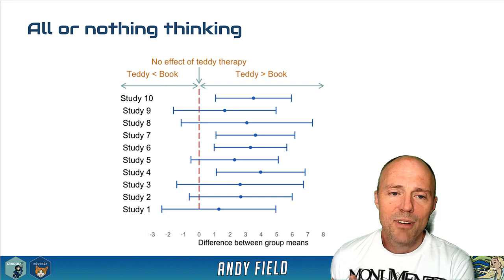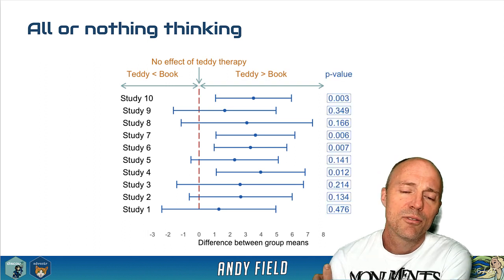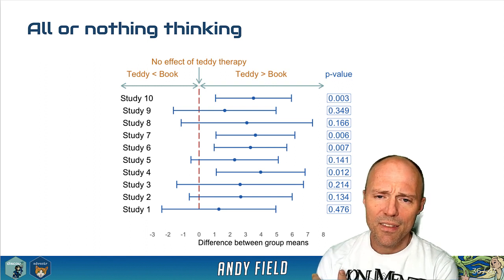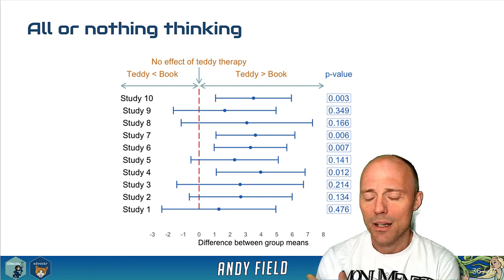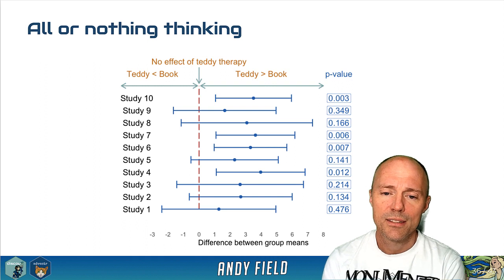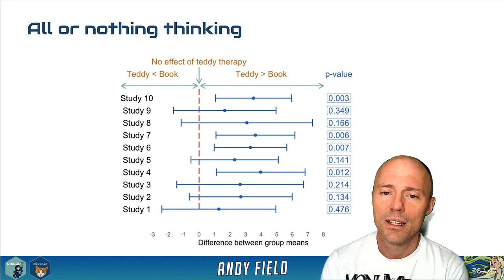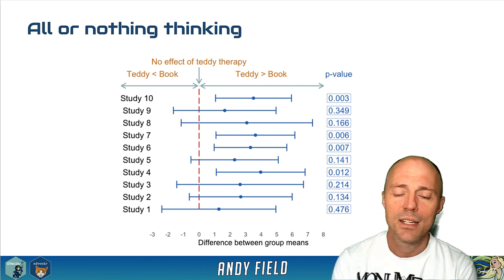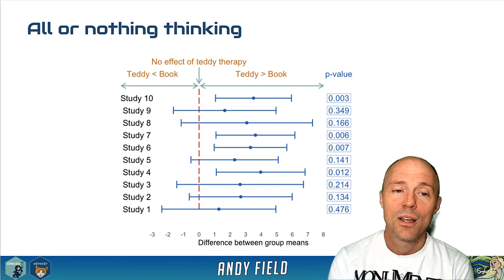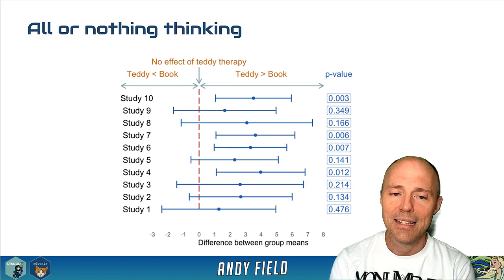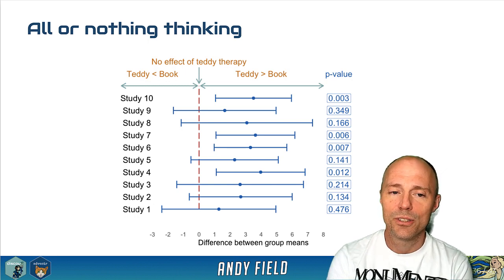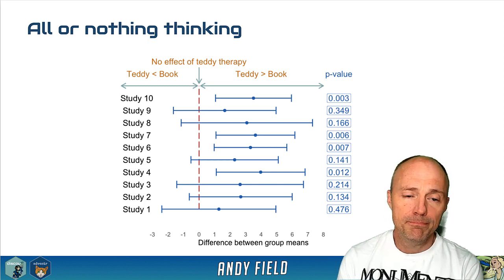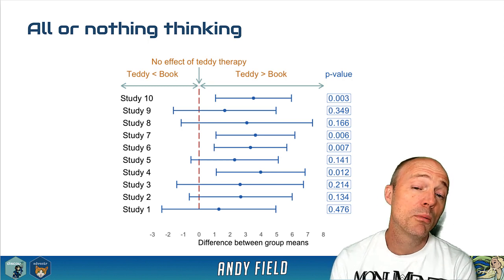Now let's have a look at the p-values for each study. So each study has a p-value for this difference, this effect. Let's say we're using a threshold of 0.05. Some of them are significant. First study is significant, second one's not, third one's not, and so on and so forth. Just take a moment to think about whether you believe teddy therapy has an effect based on what's in front of you. Now, what you might have concluded is that teddy therapy probably doesn't have an effect.